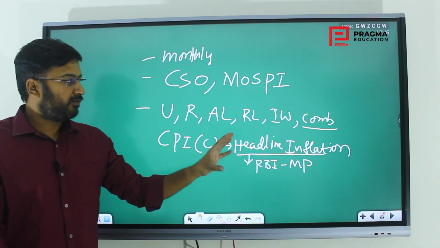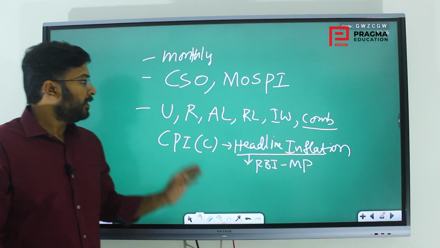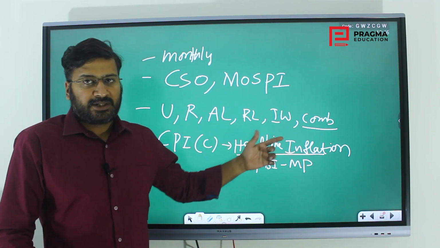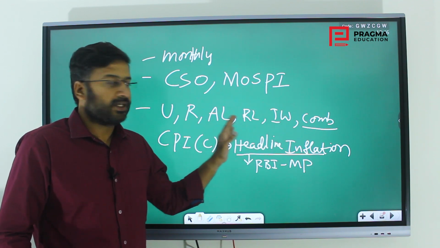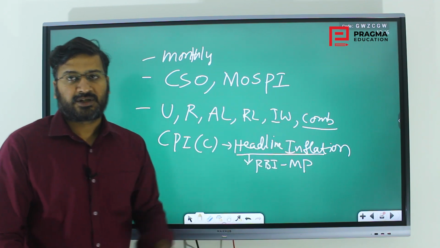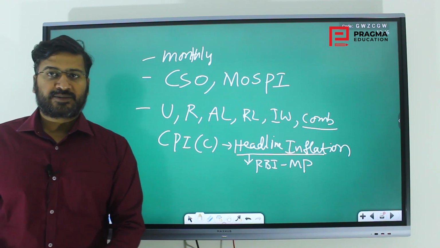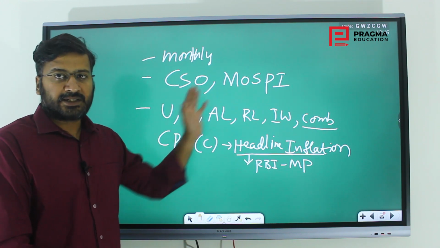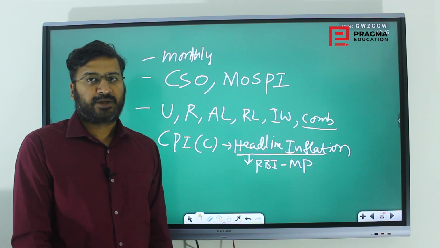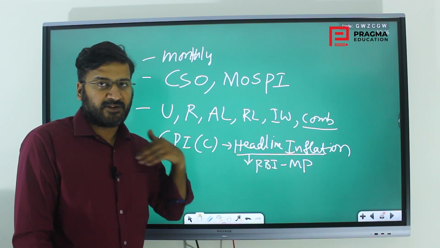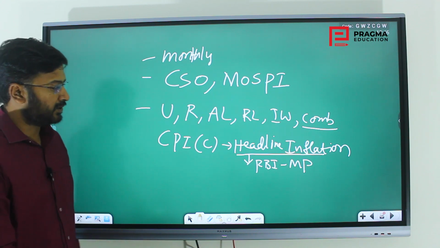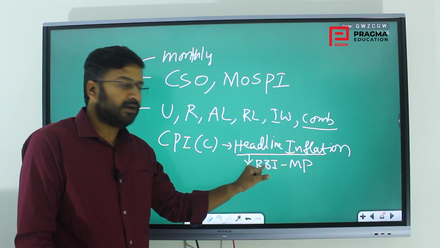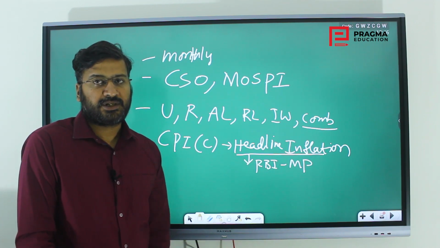It will take the basket of that total population, and in these baskets it will calculate the prices paid by the separate sections of the society, like rural laborers, agricultural laborers, industrial workers, and everyone, how much they had spent or how much is their expenditure on that fixed basket of goods. The CPI combined is the total prices that the public have spent in the particular period for that basket of goods. The CPI combined is nothing but the total inflation, or it is called headline inflation, and it is the benchmark for RBI monetary policy.